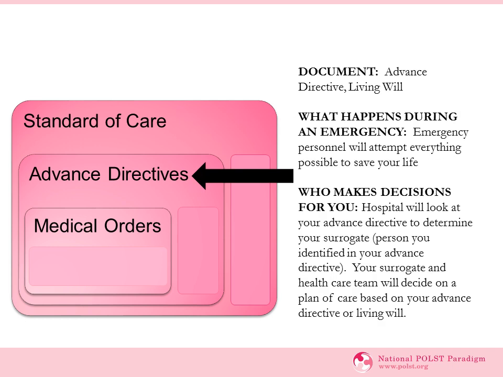The next one are advanced directives. These are called different things in different states, but they are legal documents that are used to provide both your general treatment wishes for some unknown future medical crisis and also used to identify a surrogate, or the person who can speak on your behalf when you become incapacitated or unable to speak for yourself. Again, during an emergency, emergency personnel will attempt everything possible to save your life. But once you get to the hospital, they will look at your advanced directive to determine who your surrogate is, to include them in the health plan decision making, and then to look at your general treatment wishes. I have some slides later on in this presentation that will emphasize this point.